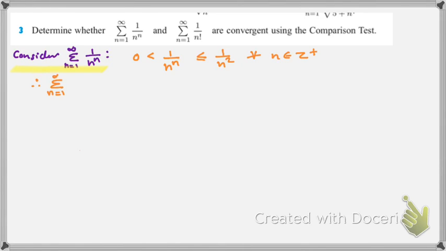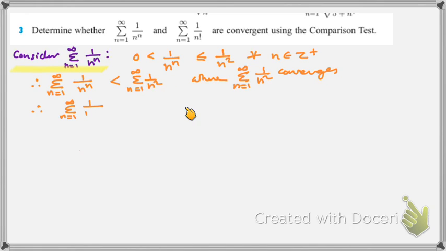So we apply sigma throughout. Sigma n equal to 1 to infinity of 1 by n raised to n is less than or equal to sigma n equal to 1 to infinity of 1 by n squared. But we know that this by p-test converges, and if it converges, also the sigma of an converges.